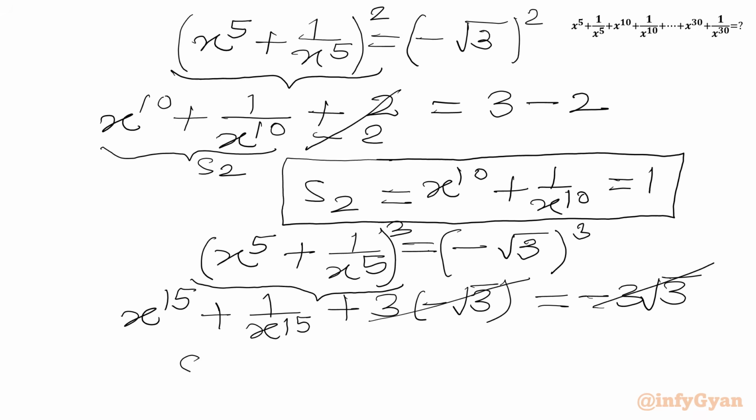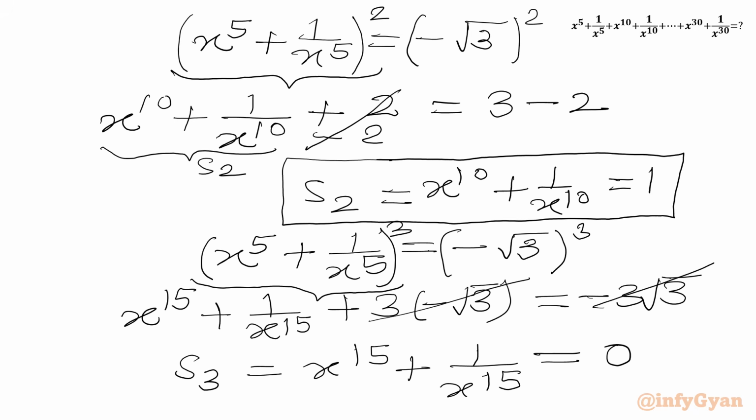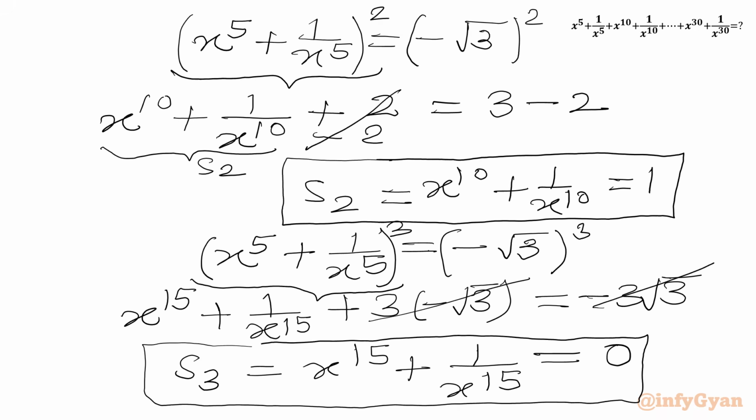We are going to write here S3 will be equal to x power 15 plus 1 over x power 15, equal to 0. So here we have S3 value. S1 is minus root 3, S2 is 1, and S3 is 0. Now target is to find S4.